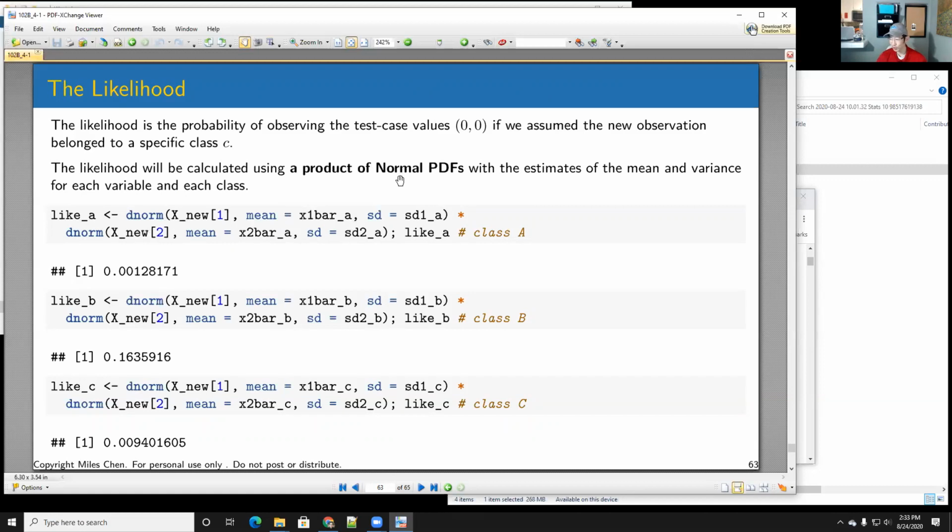Okay, is everybody with me so far? Is this so far so good? Using the product of just your regular old normal density, not a multivariate normal density.